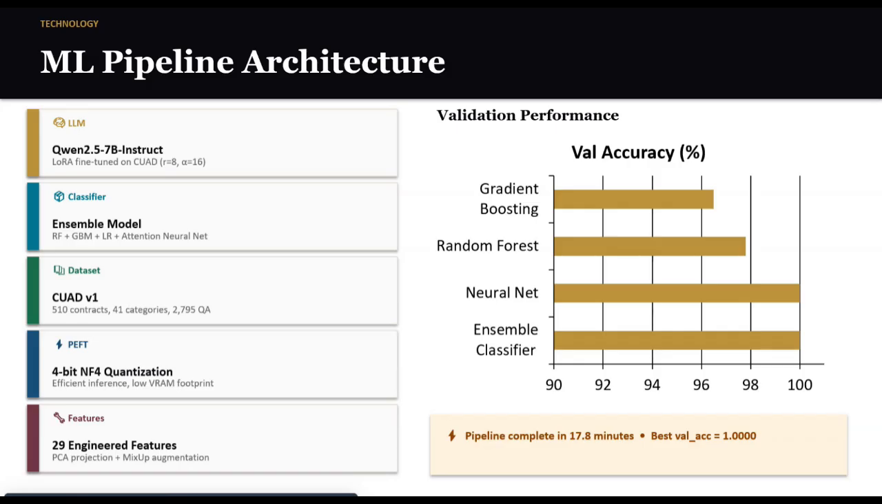I'm linking the GitHub below this video. Now, the validation performance: you can see the gradient boosting, the random forest, neural network, and ensemble classifier all exceeded benchmarks of over 96% accuracy. The pipeline completed in roughly 20 minutes with the best validation accuracy of 100%.